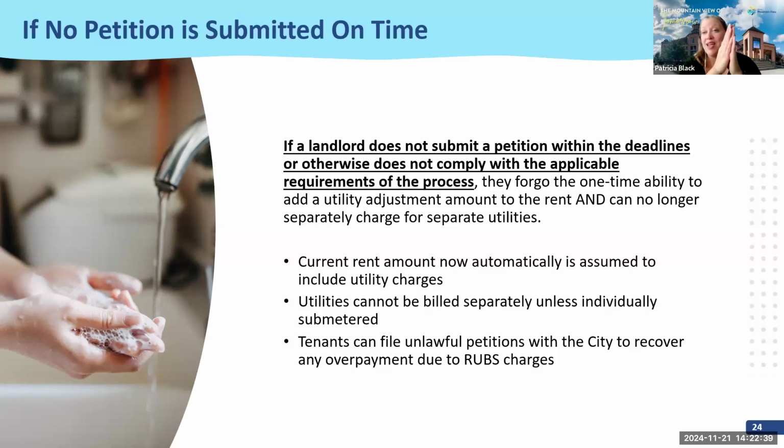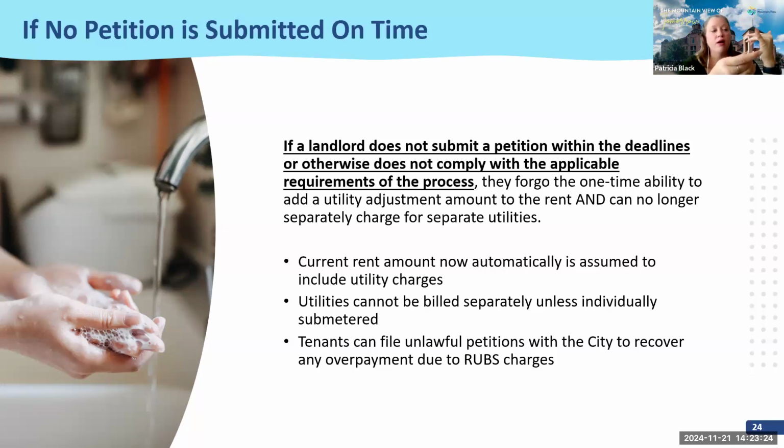So right now, if you don't file this petition and you have a RUBS system, and your current rent for the physical space is $1,100, and your tenants are paying whatever their utilities are through RUBS, $300, $400 a month, that utility bill through RUBS goes away, and their rent now automatically at $1,100 includes those RUBS charges. So you really want to make sure that you get this petition in, submitted to us. It doesn't have to be served on your tenants. It doesn't have to be filed. It just has to be submitted to us by those deadlines that I talked about earlier.